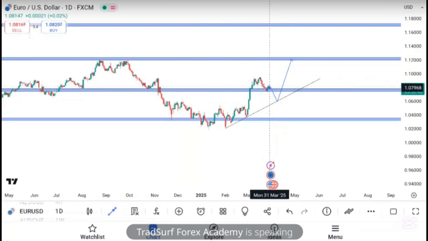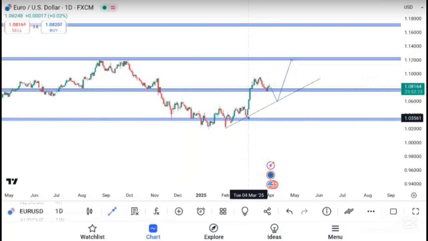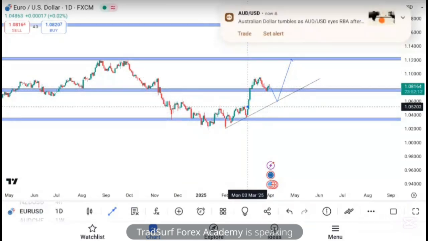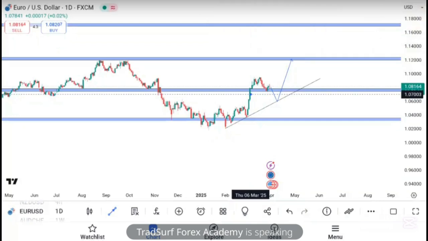Yes, it will be risky because if you are entering here, what if price comes down to test this trend line? Because price needs to come back again. This has been a long movement where you can see price was just heading higher. So for this impulsive movement, there should be a retracement.